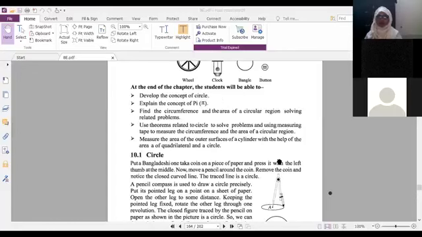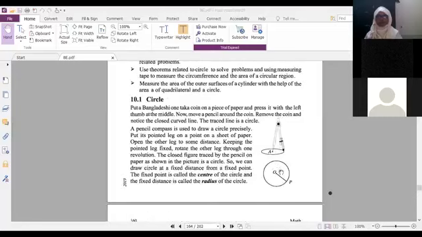Circle. Actually, this is a circle. A circle is a shape consisting of all points in a plane that are a given distance from a given point. And this point is known as the center.